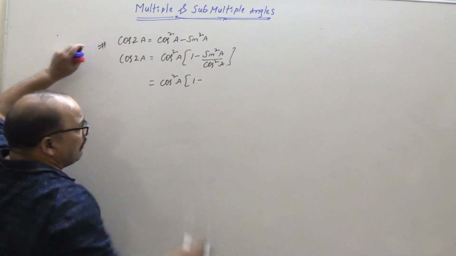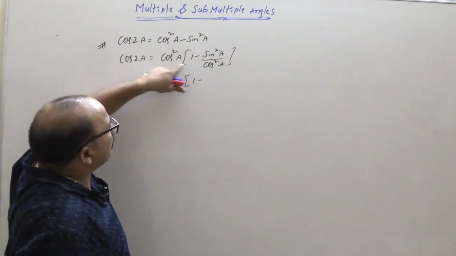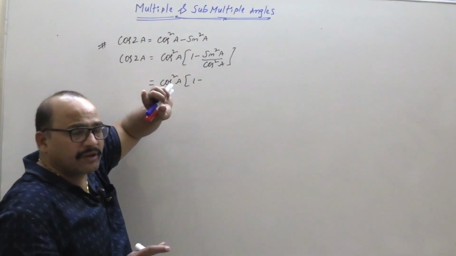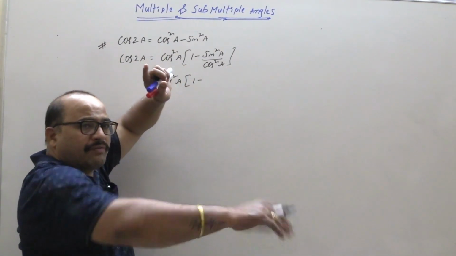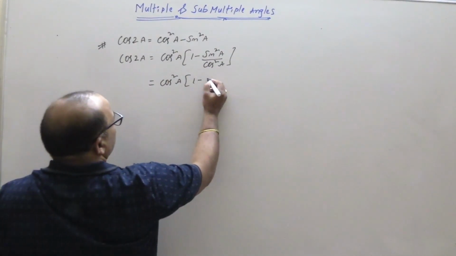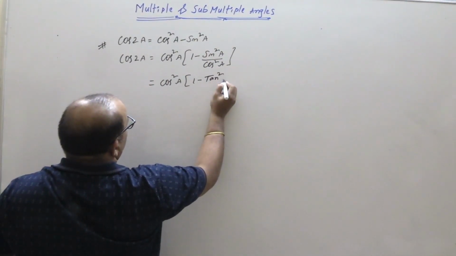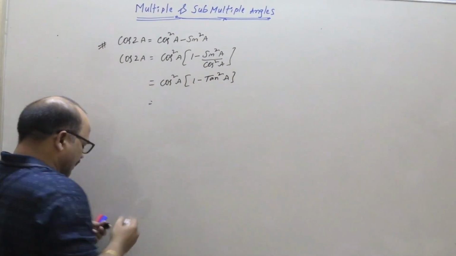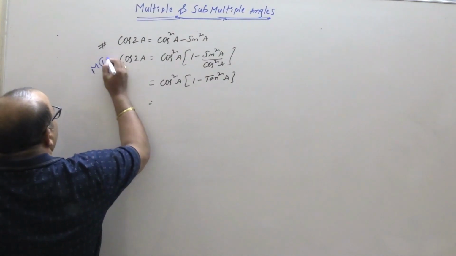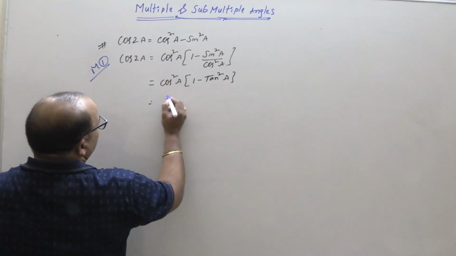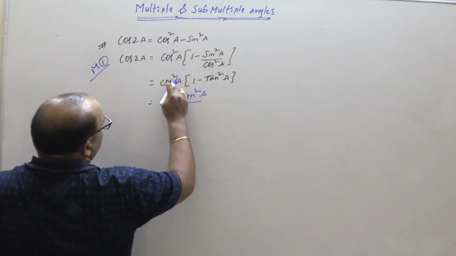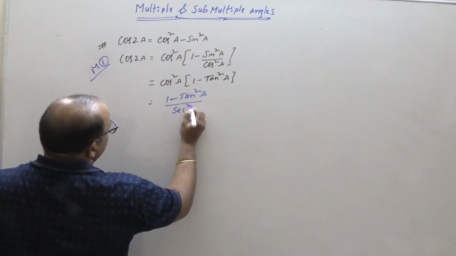When you have a little bit of doubt, then multiply: cos square gets cancelled and we get the same answer. So when you take a common term, it will go to the denominator. Cos square a, 1 minus sin square by cos square, that is tan square a. This is method 1. Cos square a times 1 minus tan square a. Now the reciprocal of cos, students, is secant square.